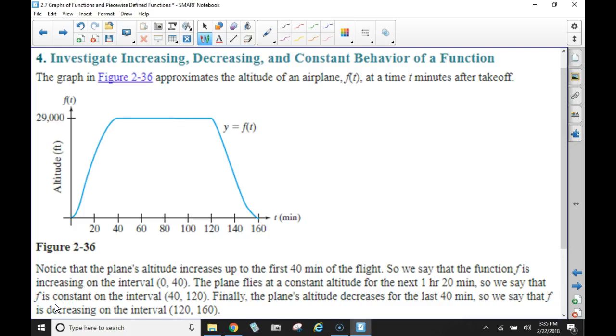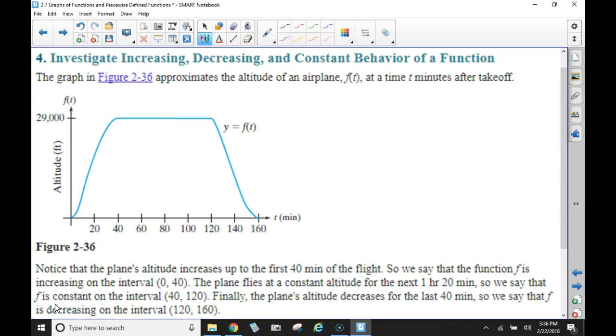So next we're going to look at investigating increasing, decreasing, and the constant behavior of a function. This is kind of confusing for some people because when they ask you to state the intervals on which the graph is increasing, decreasing, and constant, a lot of people look up and down and say, well, it's increasing up to 29,000 feet, for example, and then it's decreasing to 0. Actually, what they want us to discuss is something along these lines.